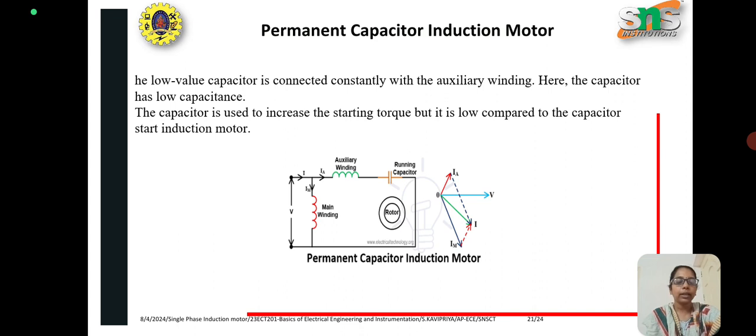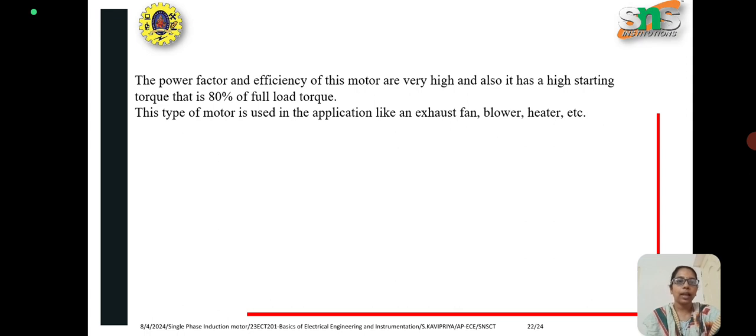And next is the permanent capacitor motor. Here we have a permanent capacitor and auxiliary winding. This capacitor is used to increase the starting torque, but it is very low when compared to the capacitor start induction motor. It is used in applications like exhaust fan, blower, heater, etc.